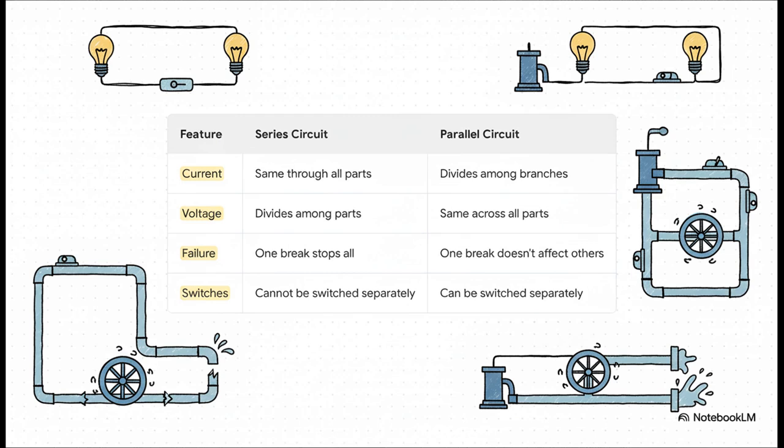All right, so let's put these two head-to-head. You can see the differences right here. In series, the current is the same for everything, but the voltage gets split up. In parallel, it's the exact opposite. The voltage is the same for everything, but the current gets split up. But the real game changer, the one that matters most in our daily lives, is that failure row. One break stops the whole show in a series circuit. In parallel, not a problem.